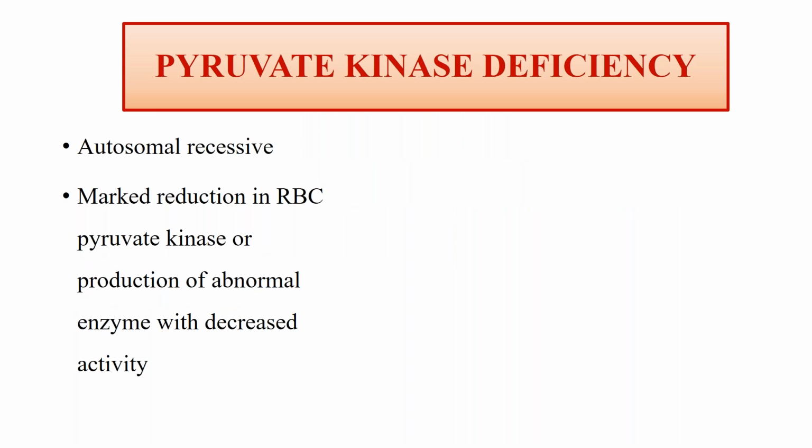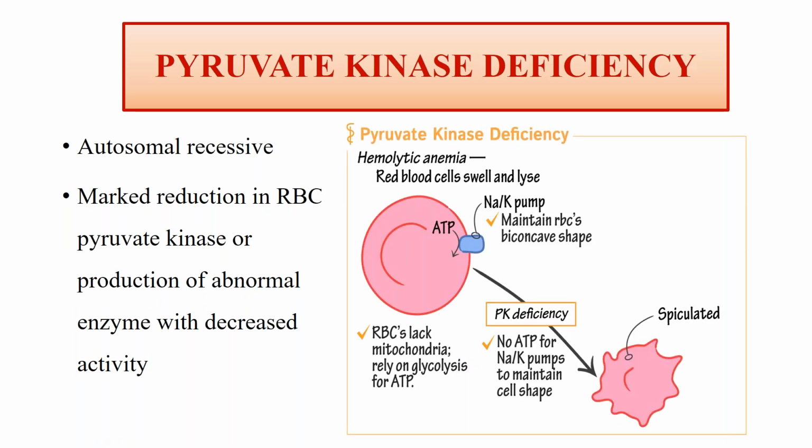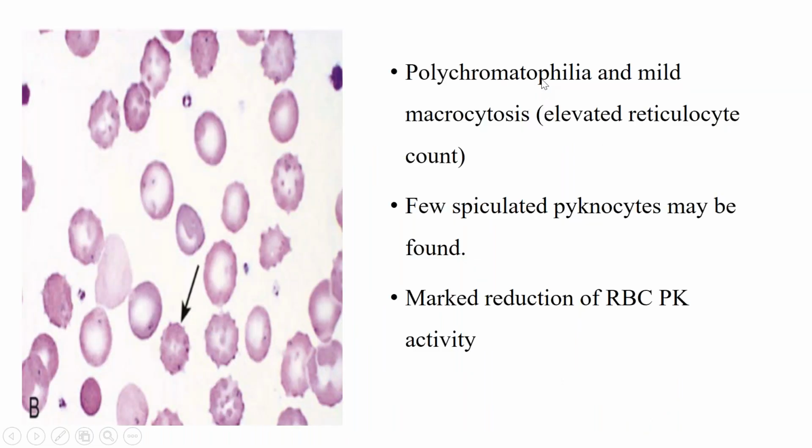Another enzyme deficiency is pyruvate kinase deficiency, in which there is marked reduction in the pyruvate kinase, or an abnormal enzyme is there. So what happens is the sodium potassium pump does not function properly. They don't get a good amount of ATP. So because of this, they are not able to maintain the biconcave shape of the RBCs, and it becomes spiculated RBCs. Okay. So what happens is there is polychromatophilia, there is increased retic count, there are spiculated RBCs if you can make out in this figure, and reduction of the pyruvate kinase activity.